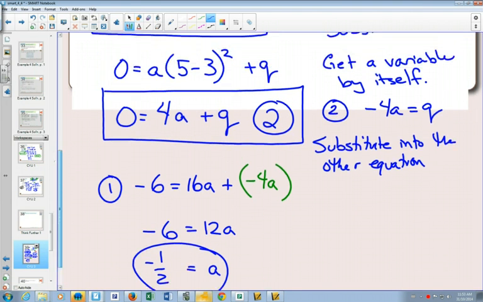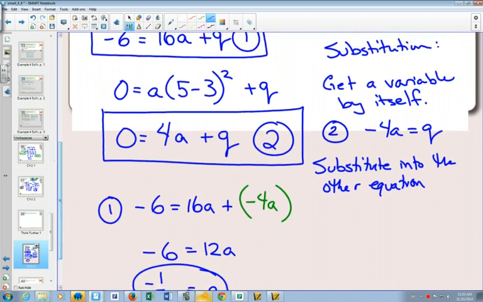So substitution method, you get a variable by itself. We'll call that step 1. You substitute into the other equation, step 2. Step 3 is we solve.